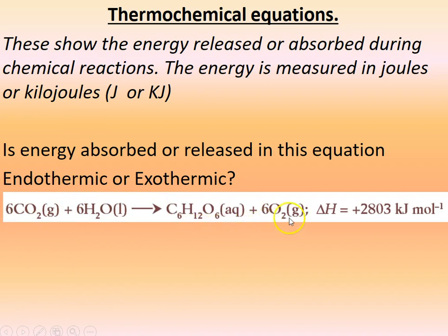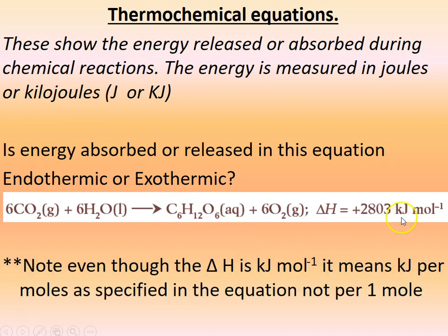Do you recognize what equation this is? Carbon dioxide and water being stuck together to make glucose and oxygen. Do you know what this reaction is called? It's photosynthesis, when plants take in carbon dioxide and water and make glucose and oxygen. So they take in light energy, and then they convert that into the chemical energy in the glucose.